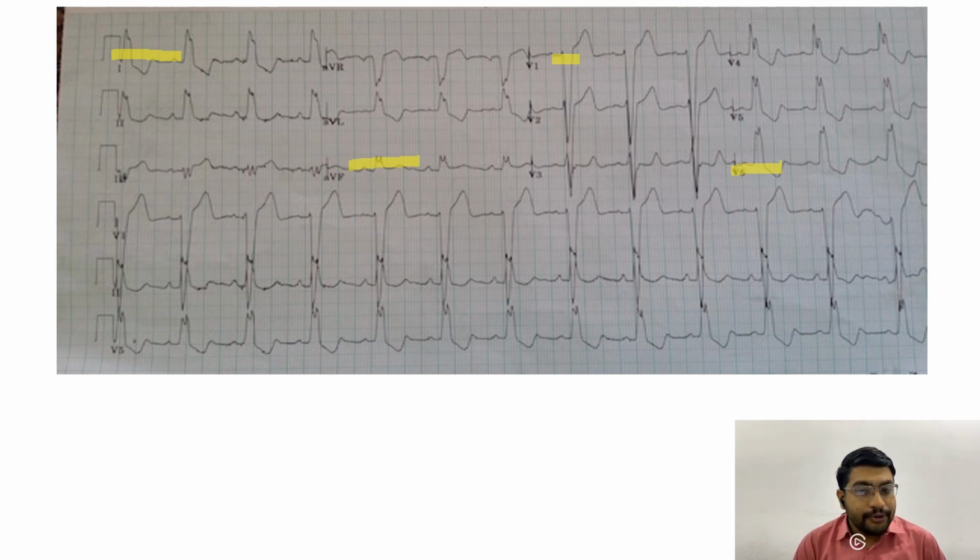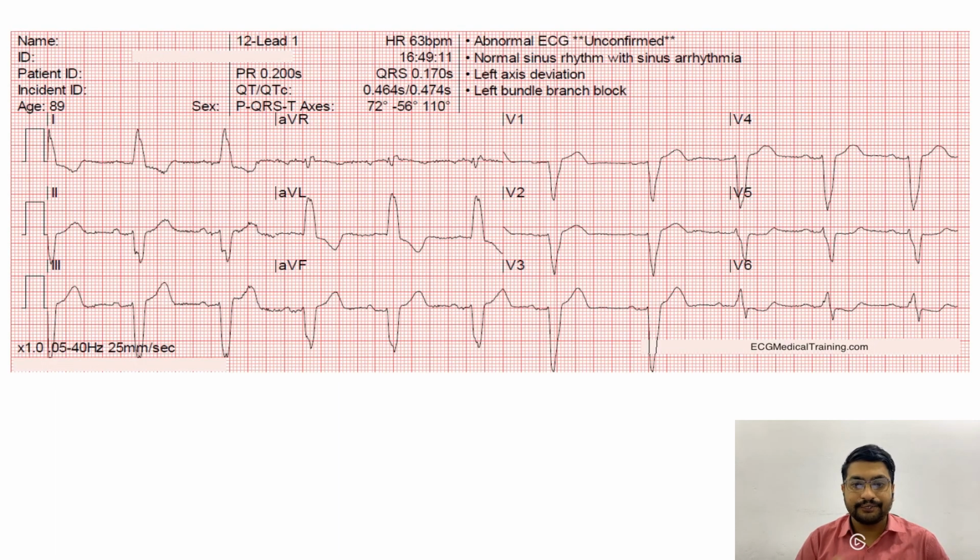I also told you that our slurred R wave is also seen in left precordial leads and in high lateral leads, for example 1 and AVL. So if you look at 1, similarly you will see that R wave is slurred, and in AVL R wave is slurred. So this is our left bundle branch block. All right. Another example here.